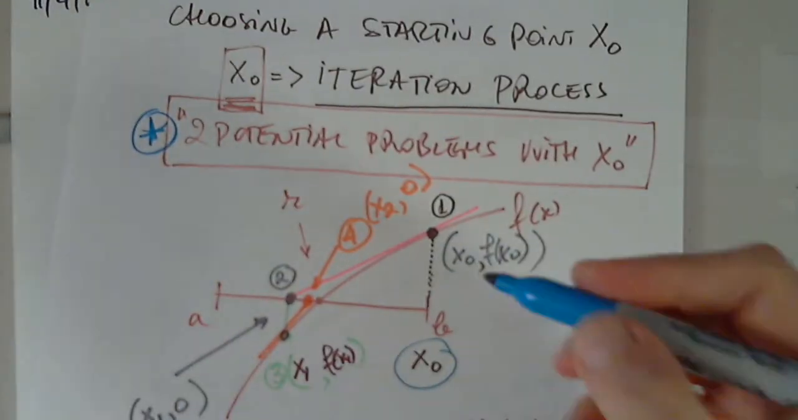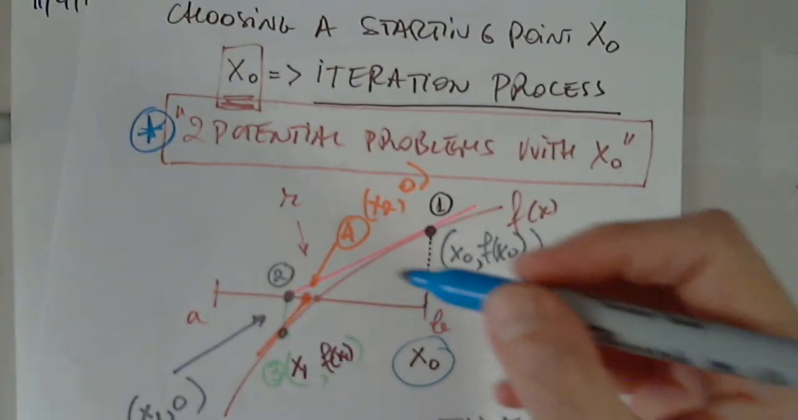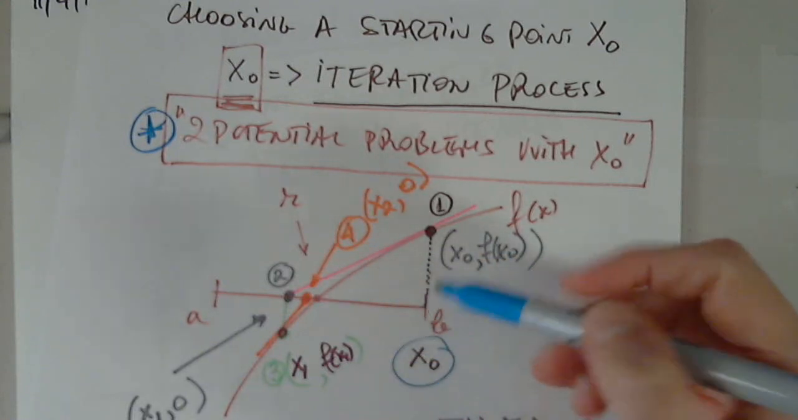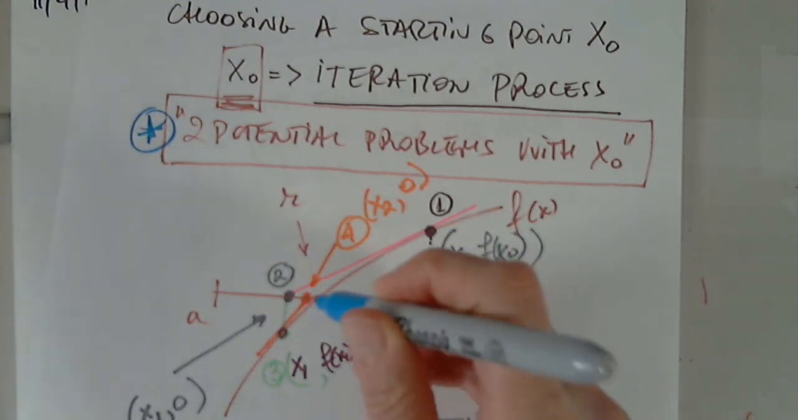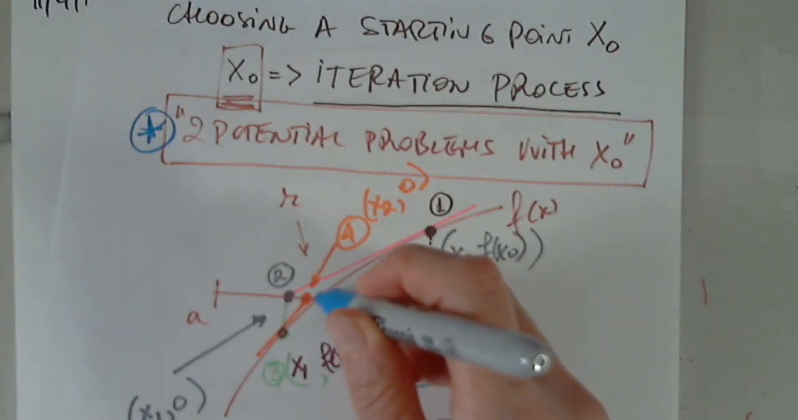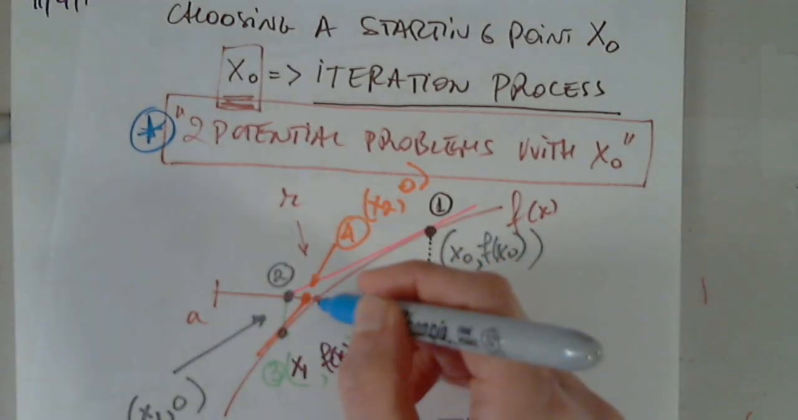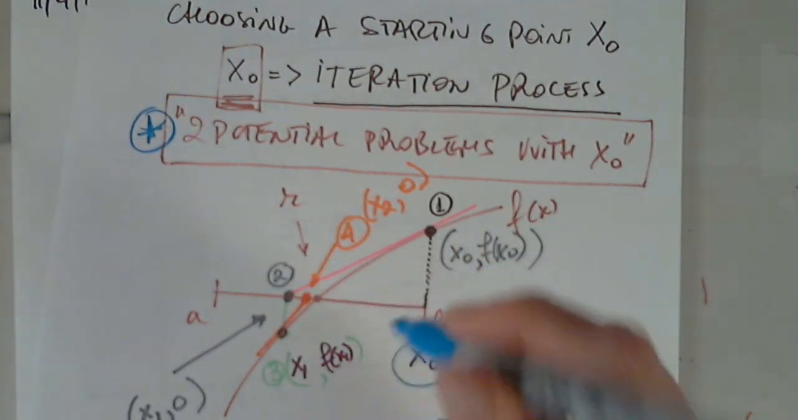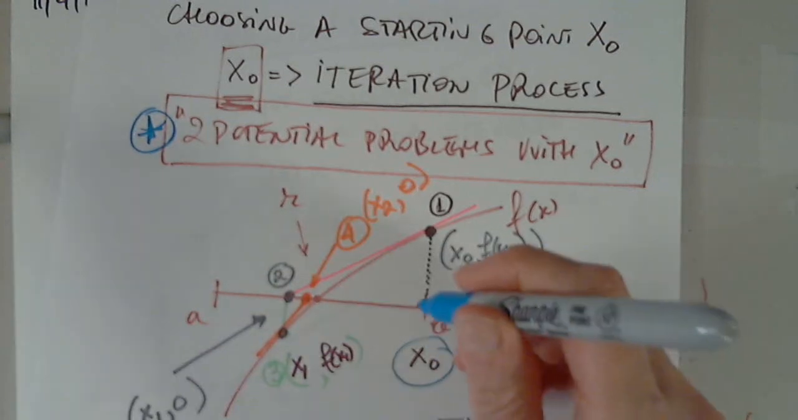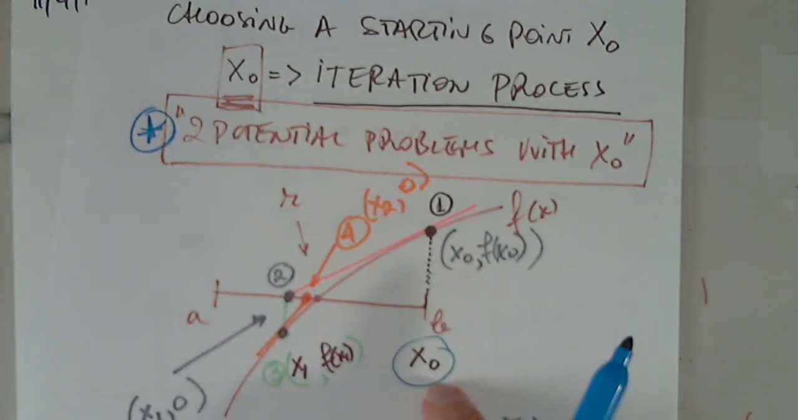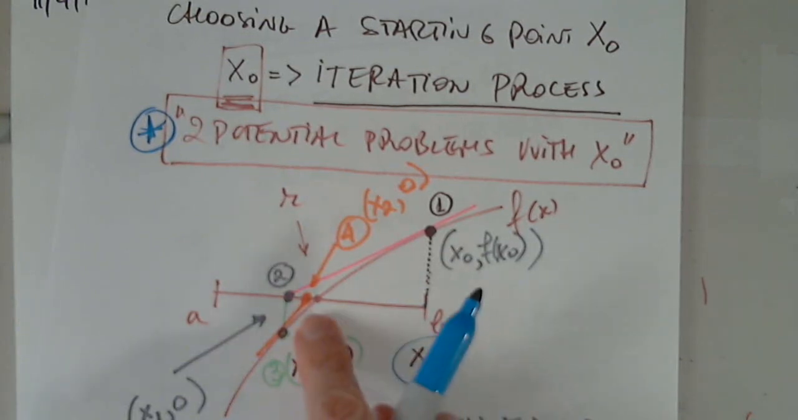If I start here and the function happens to have a max or a min between the starting point and the solution I want to find, the method will stay here and will never converge to this. I'm going to write this down for you. Make sure that there is no max or min between the starting point, the initial value that you start with, and the actual solution, because you will never get here. Okay?